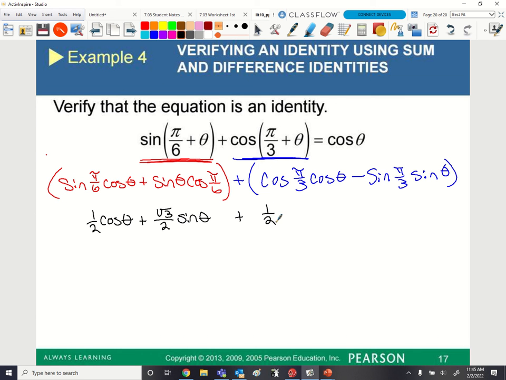Cosine of pi over 3 is 1/2 times cosine of theta, right? Now, minus. Sine of pi over 3 is rad 3 over 2 times sine of theta. I'm just plugging in the known values and putting it together. Okay? So, the next part right here is going to be key.